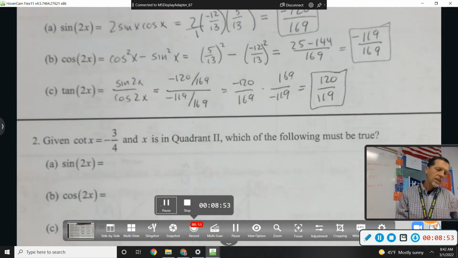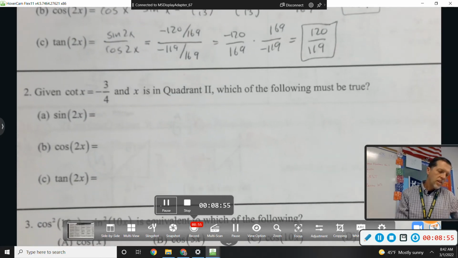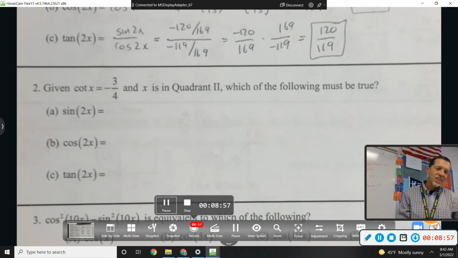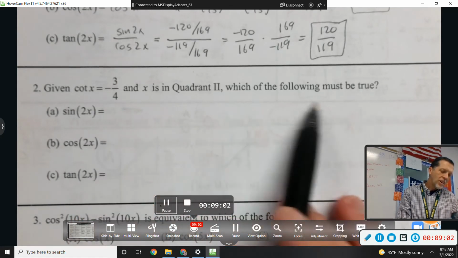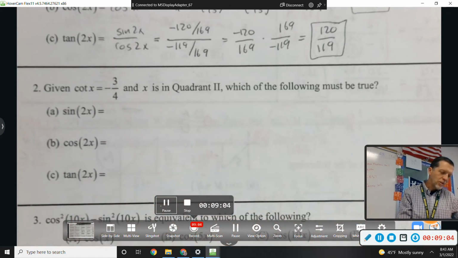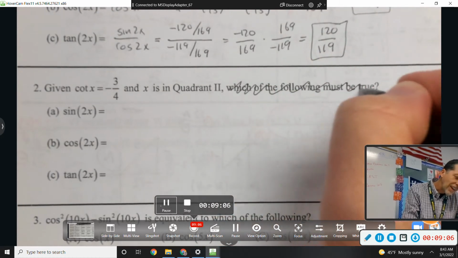They're both negative, so it becomes positive. Number 2 is worded wrong. Given that cotangent is negative 3/4 and is in quadrant 2, which of the following must be true? And then what are we talking about here? Just mark out that second half.